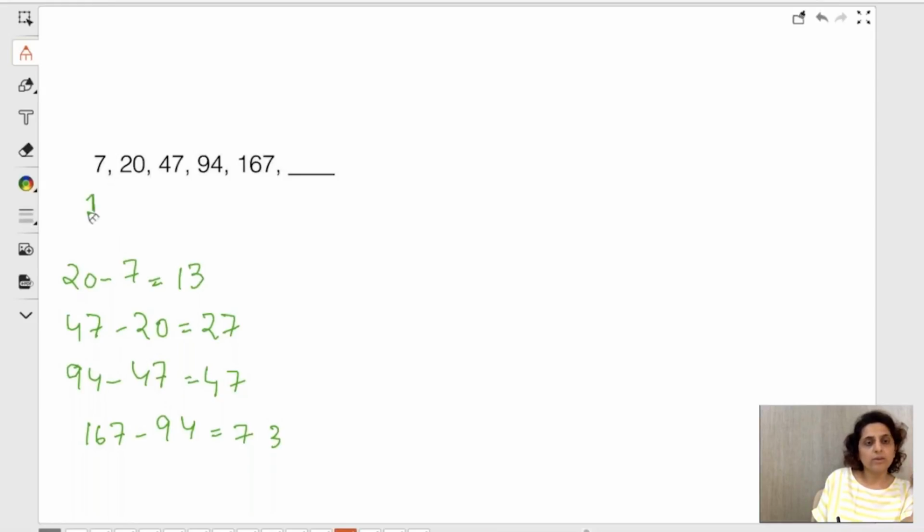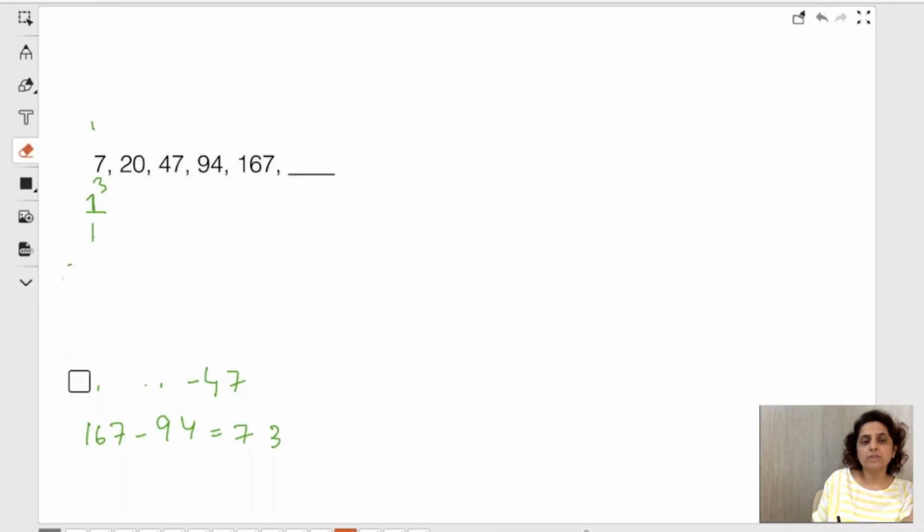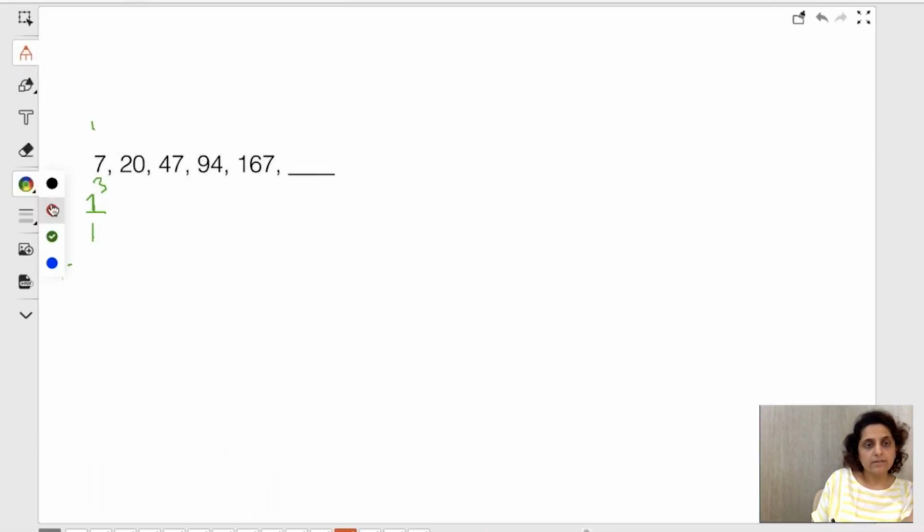What is 1 cube here? 1 cube is 1. Since these differences are of no use in this question, we are trying it out using the cube method now. Here, let's write the cubes first.